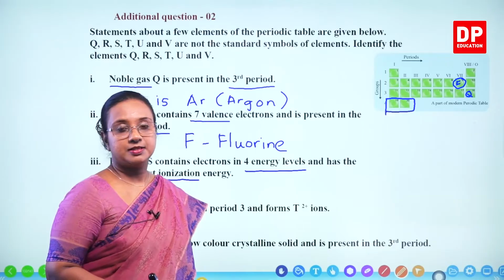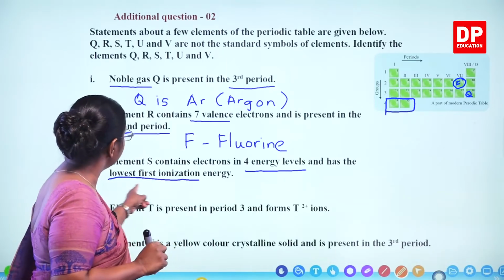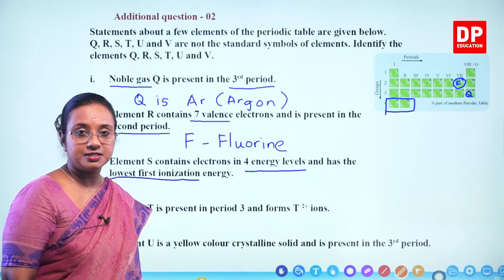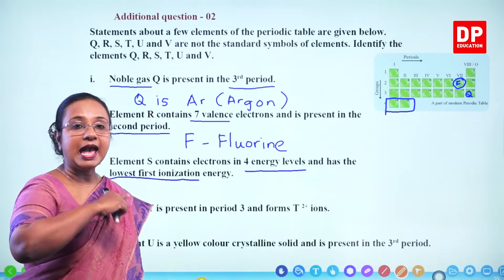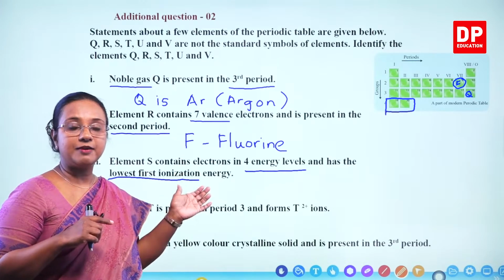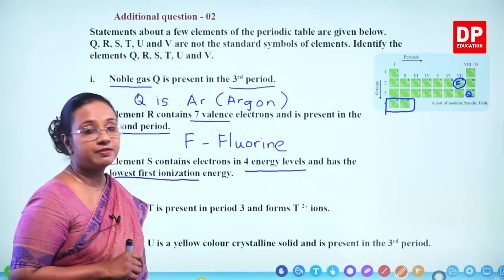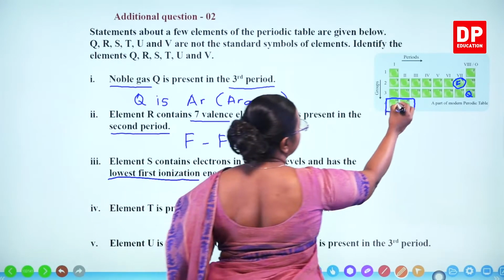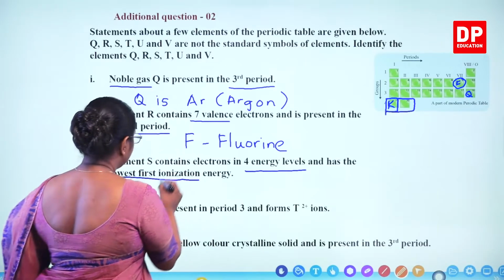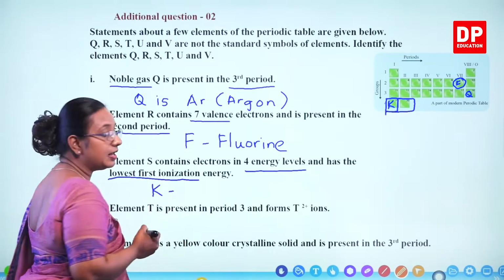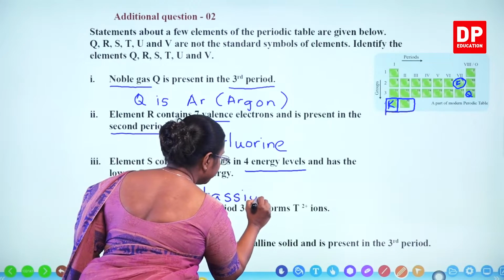Out of the 2 elements, potassium and calcium, group 1 always has the lowest first ionization energy. Or if you can remember, the ionization energy starts from group 1 and increases along the period from left to right according to a certain pattern. So, the element that has the lowest first ionization energy has to be potassium. K is the symbol for potassium. If you can write the name as well, potassium is the element.